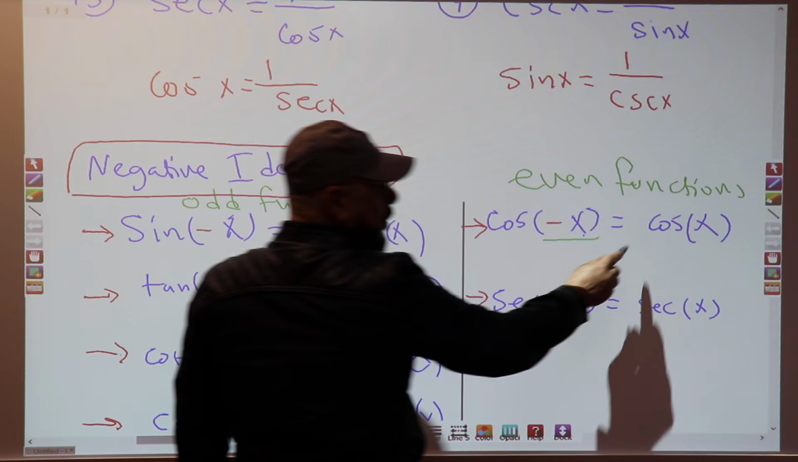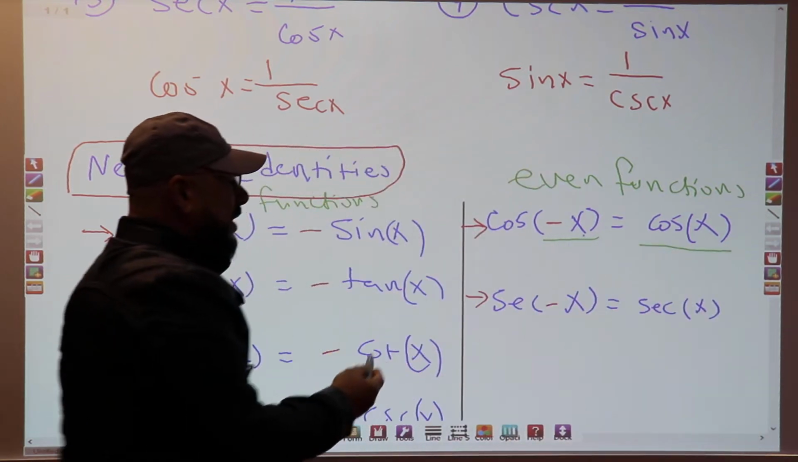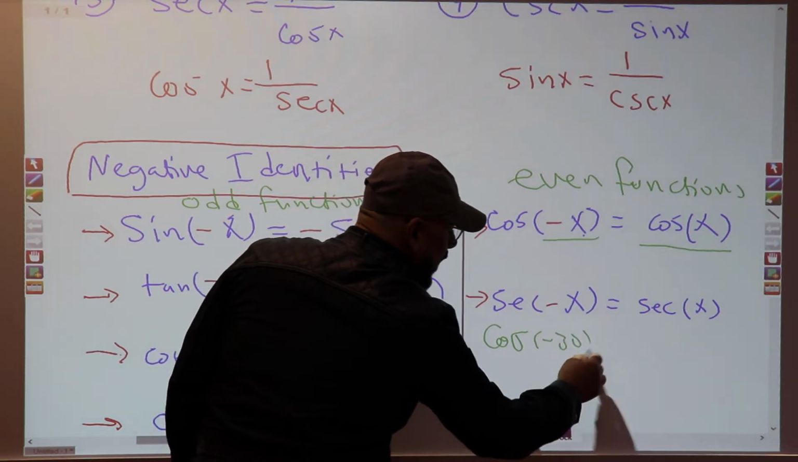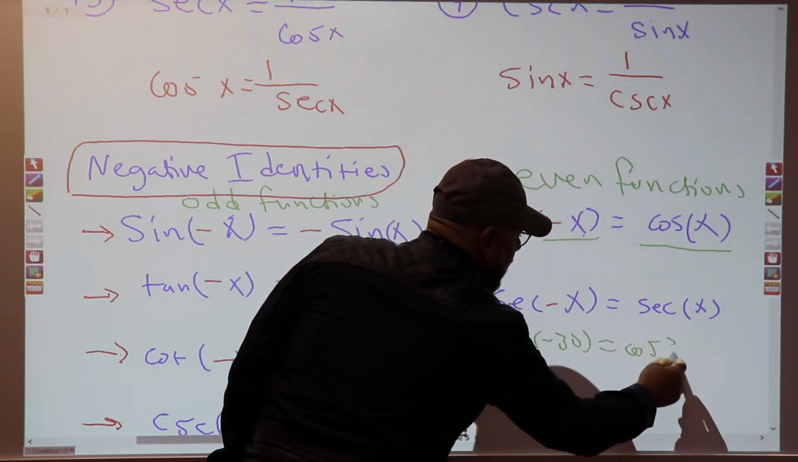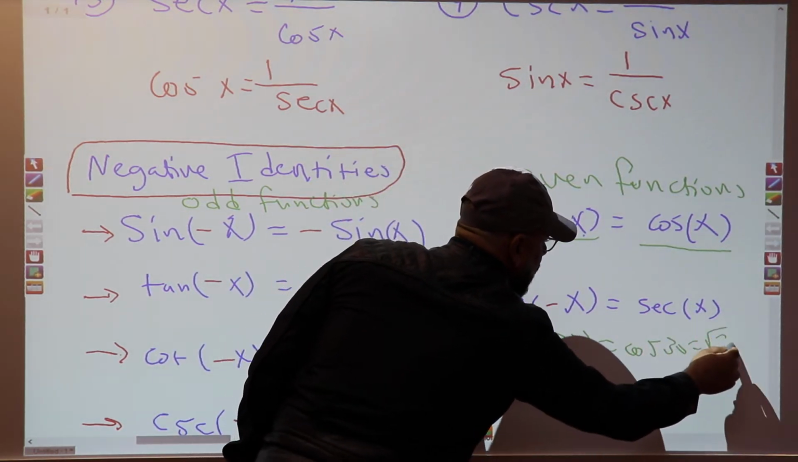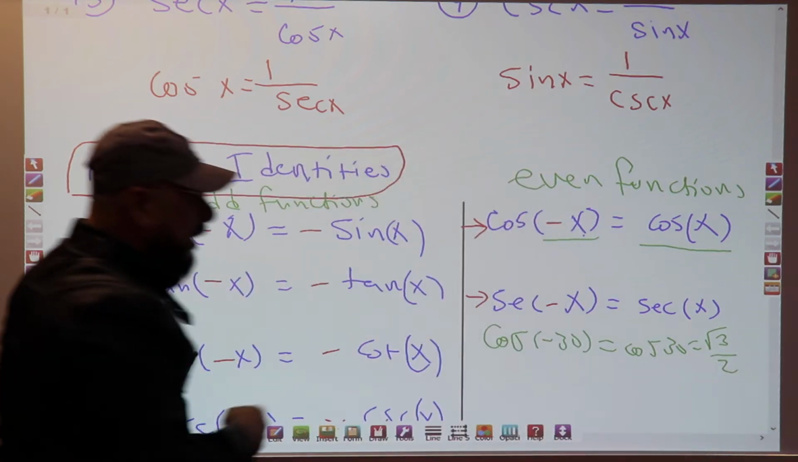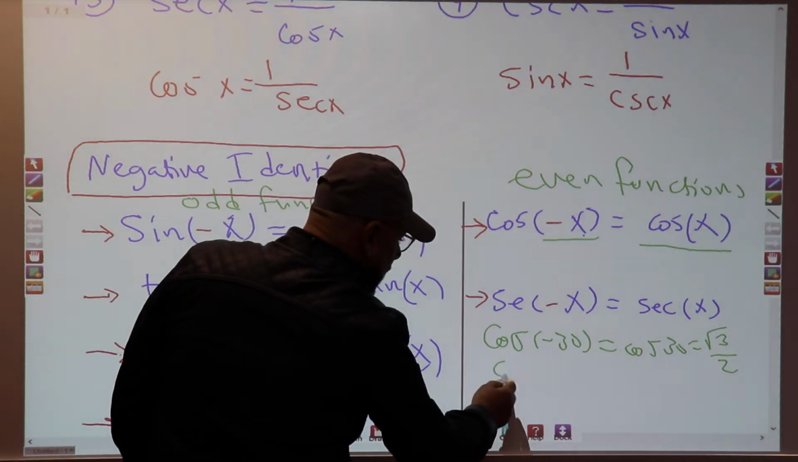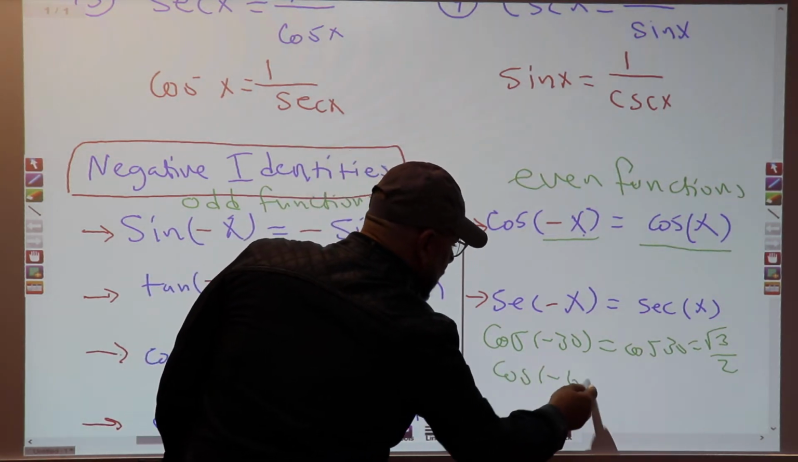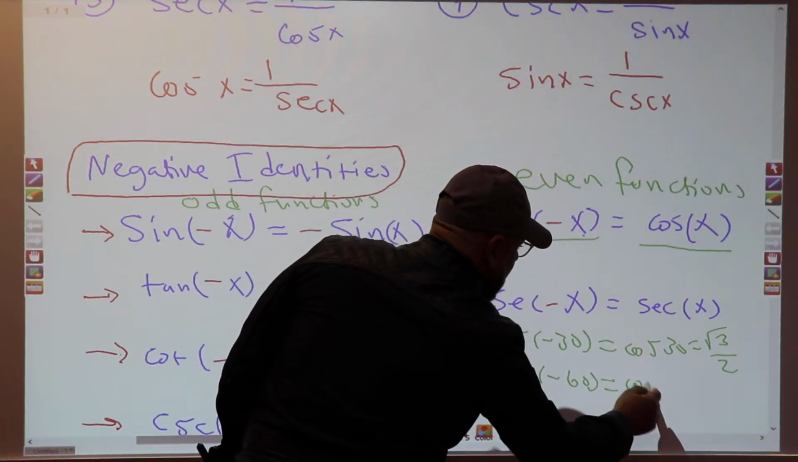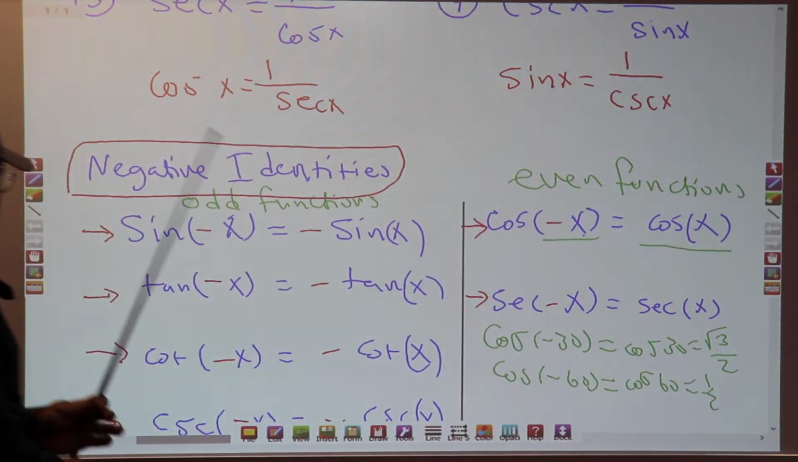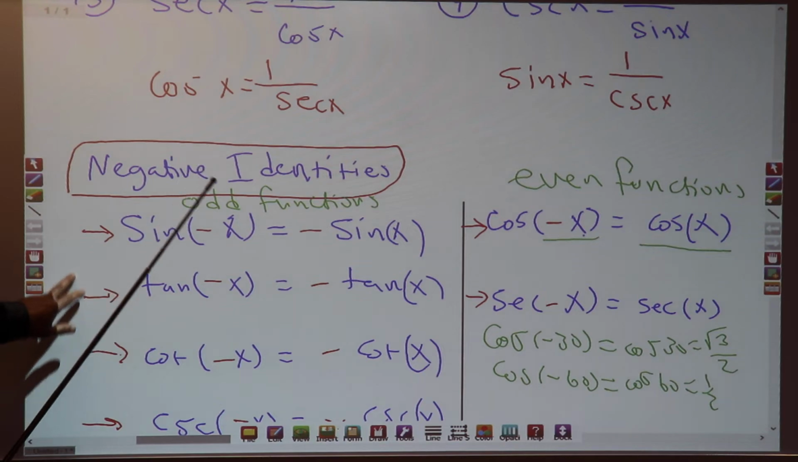Cosine negative x is what? Cosine negative 30 is the same as cosine 30, which is square root 3 over 2. In the previous class, I gave you a table for these angles. Cosine negative 60 is the same as cosine 60, which is 1/2. Okay, this is the negative identities. I need you to memorize it.